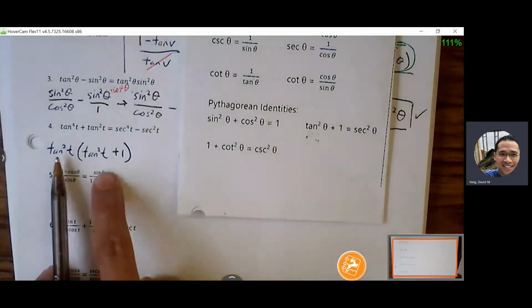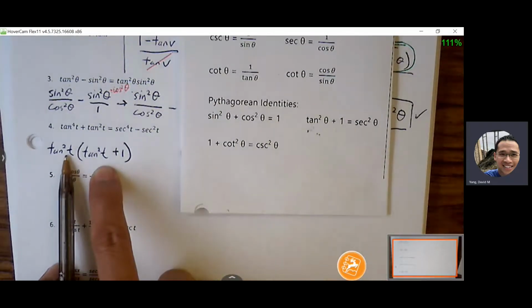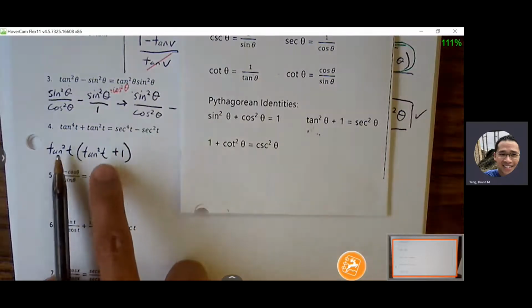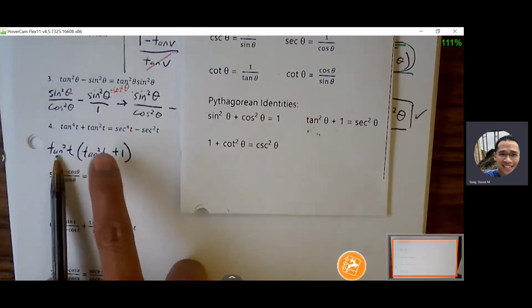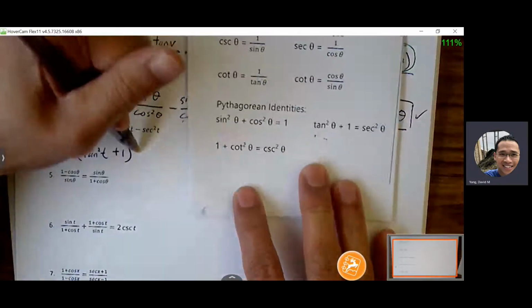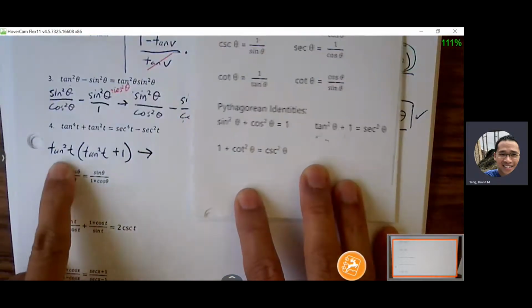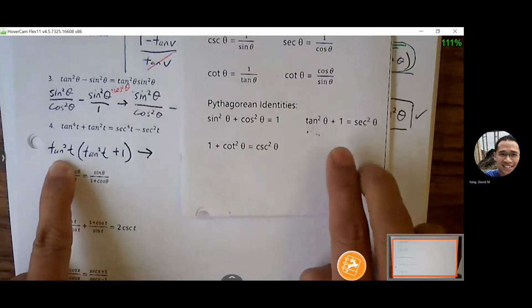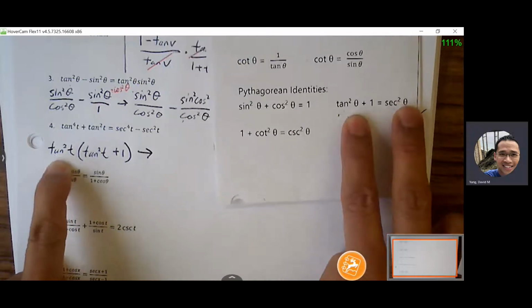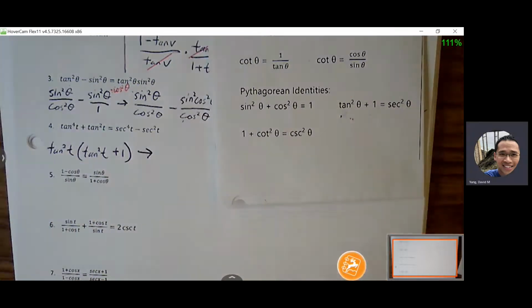So I want you to pay attention to this here. You see how everything's in terms of tangent, but everything on the right side is in terms of secant? Can we convert both of these to be in terms of secant? I think so. So let's look at it piece at a time. Tangent squared is equal to secant squared minus 1. So I'm going to replace that tangent squared with secant squared minus 1.